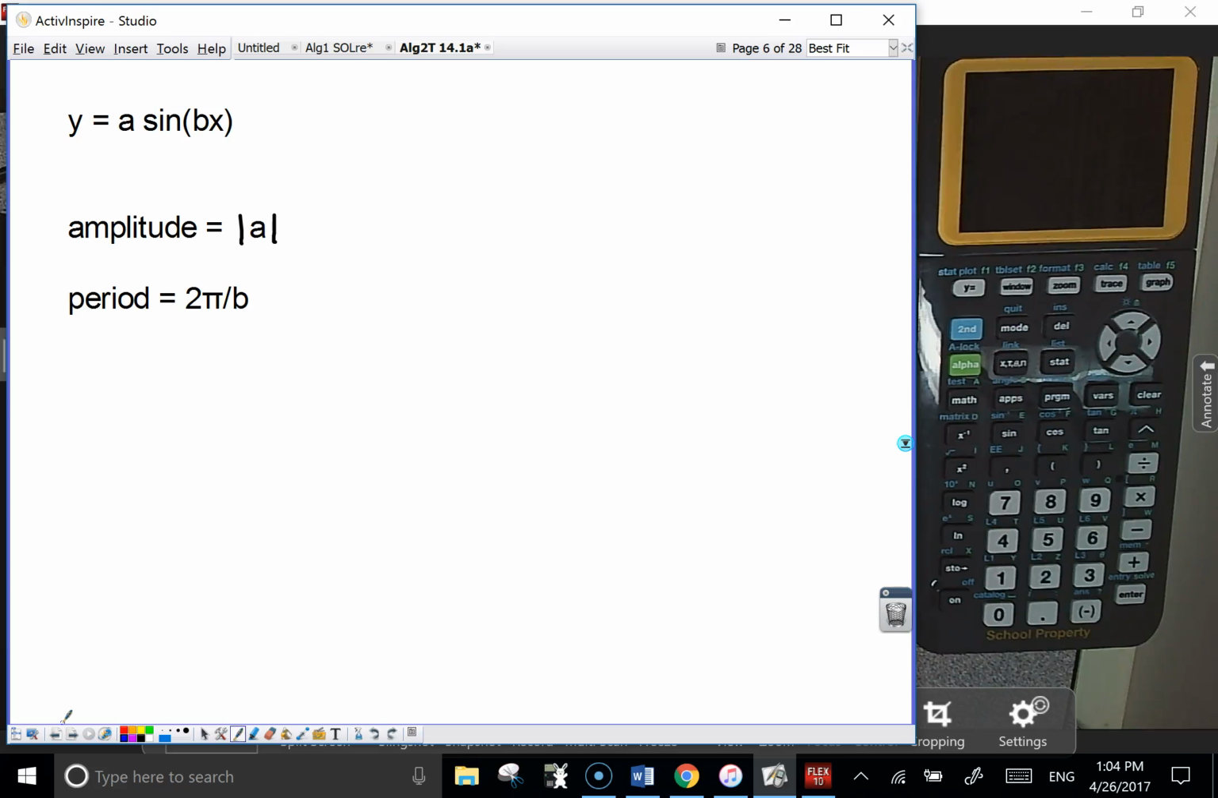So if we have, as a general formula, y equals a times the sine of bx. The amplitude is whatever you're multiplying by on the outside. In fact, it's the absolute value. So if we were multiplying by negative 2, the amplitude is still 2, right? The amplitude is always a positive number. And the period is 2 pi divided by whatever that coefficient of x is.